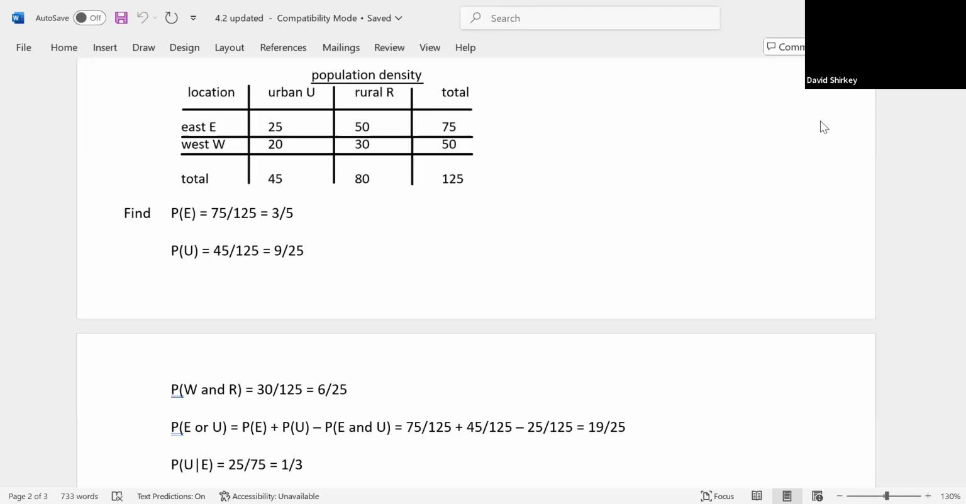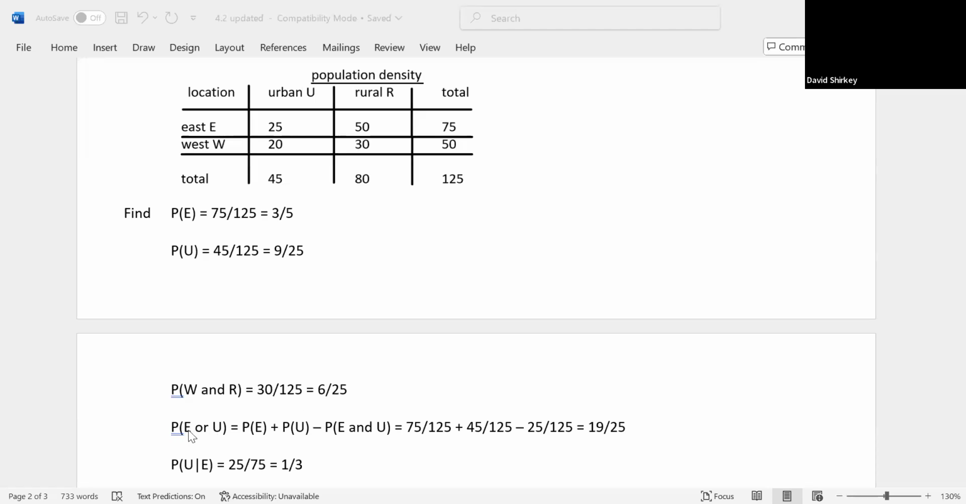All right, I wanted to reframe this so that you could see the entire problem, including the actual chart. So what's the probability that it's west and rural? What you want to do is go up here where it's west and then go over to the right underneath the rural, and there's a total of 30. So that's 30 out of the 125. So 30 divided by 125 reduces to 6 divided by 25.